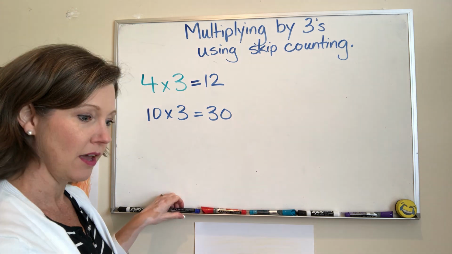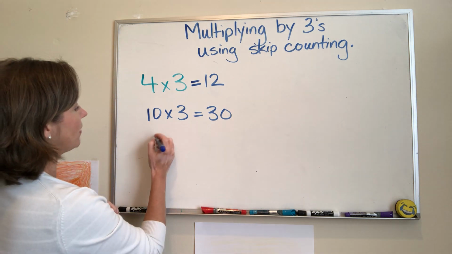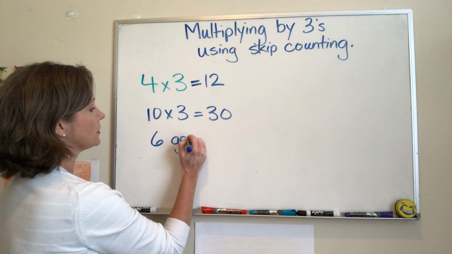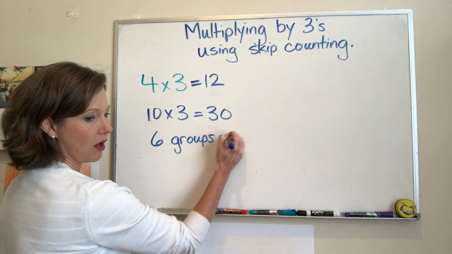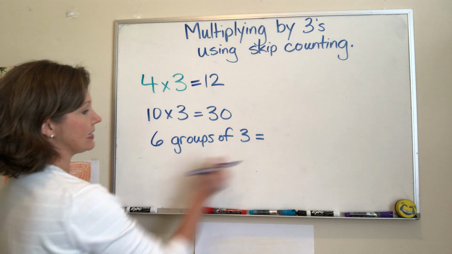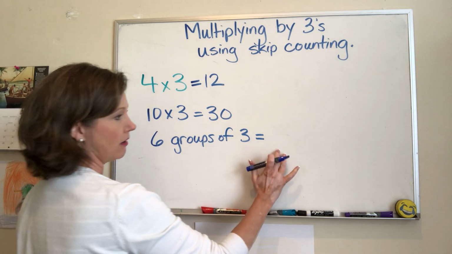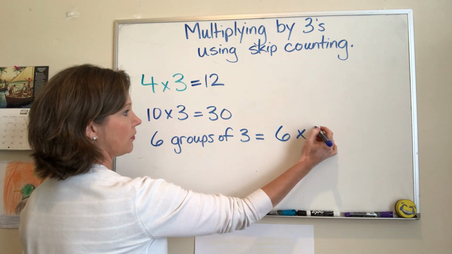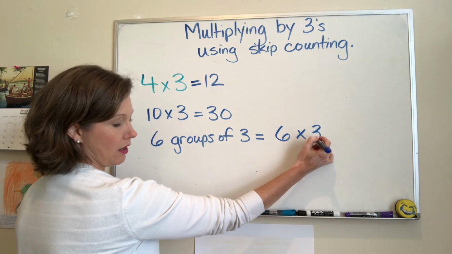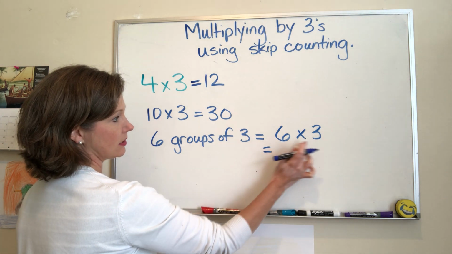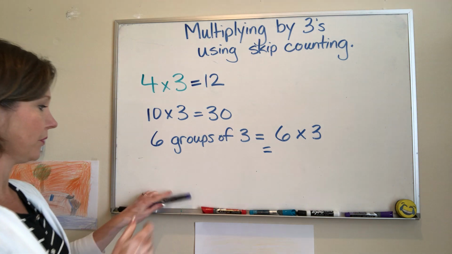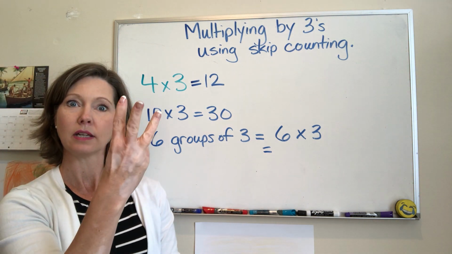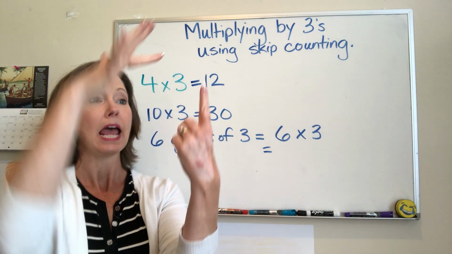Nice job. Moving on to number 3. If you have 6 groups of 3, that's the same as saying, write it now like a mathematician with only symbols. You have 6 groups of 3, which would equal what? What is 6 times 3, or 6 groups of 3? Well, let's try it. 3, 6, 9, 12, 15, 18.